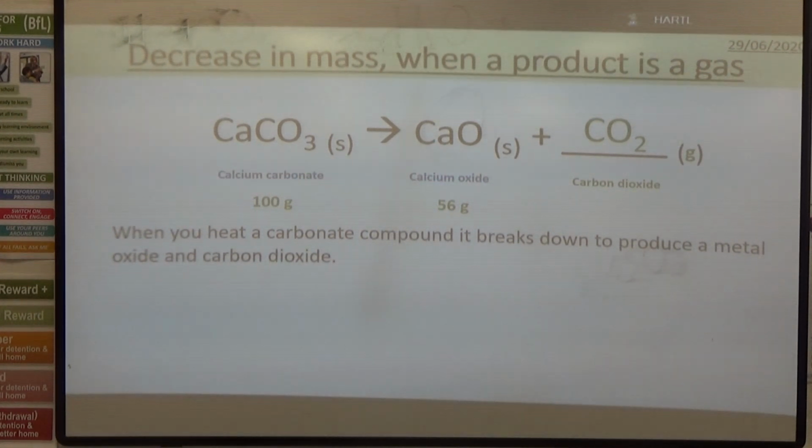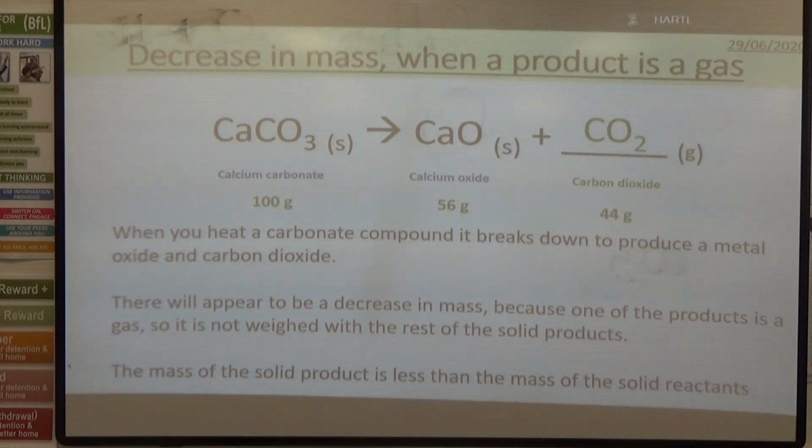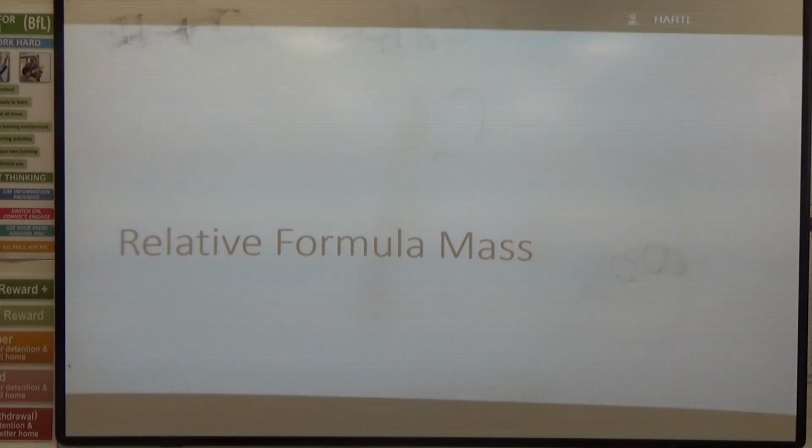So that's another little question you may get asked: why does it seem like there's been a decrease in mass? If there's not a bung in the top or a covering in the top, gas will escape. So there will appear to be a decrease in mass because one of the products is a gas, so it's not weighed with the rest of the solid product, and like Jake said, it will escape out of the top. So your missing value there is 44 grams. It's all about having the same before the arrow and after the arrow. Sometimes you have to work backwards, but as long as you remember what we've got before, if it's 100, after the arrow has to be 100 as well.